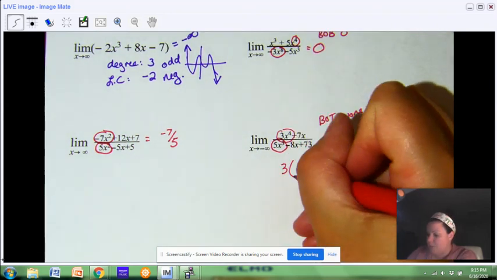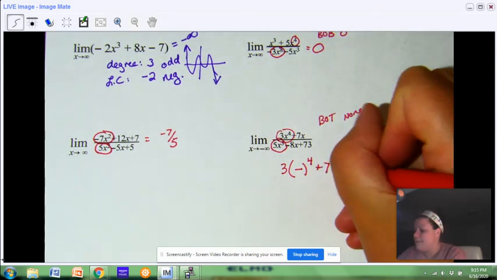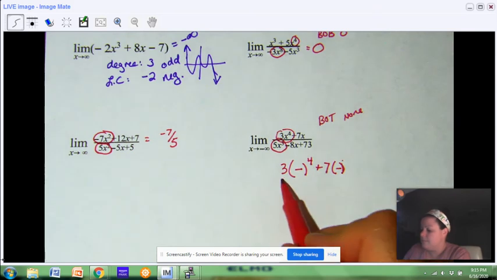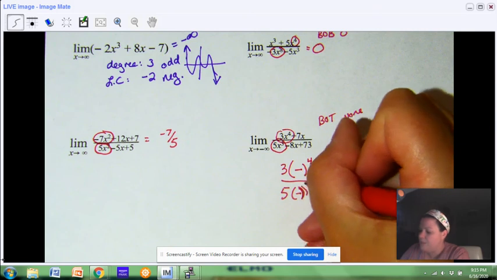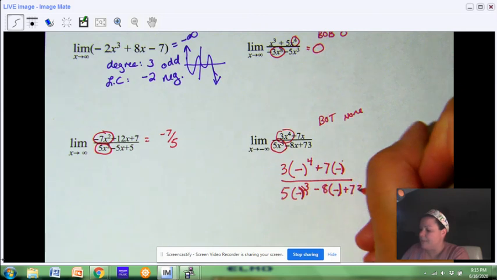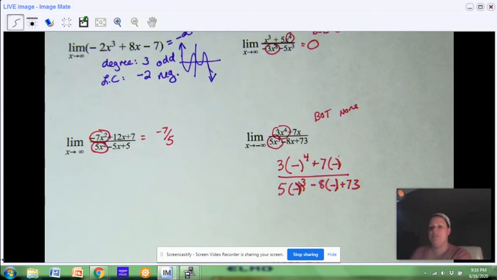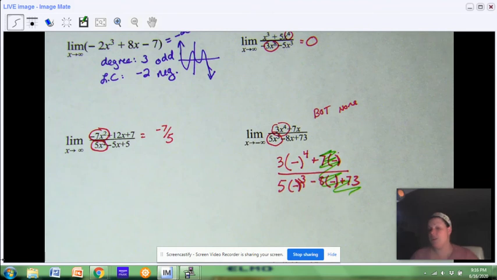So 3 times a really large negative number to the 4th, added with 7 times a really large number, all over 5 times a really large number to the 3rd, 8 times a really large number, plus 73. If you're thinking about a really large number, in all honesty, guys, the last couple terms in here really don't count. Because a really large number to the 4th and a really large number to the 3rd is really going to dictate what happens here. The rest of it, it's just not enough to really compare.